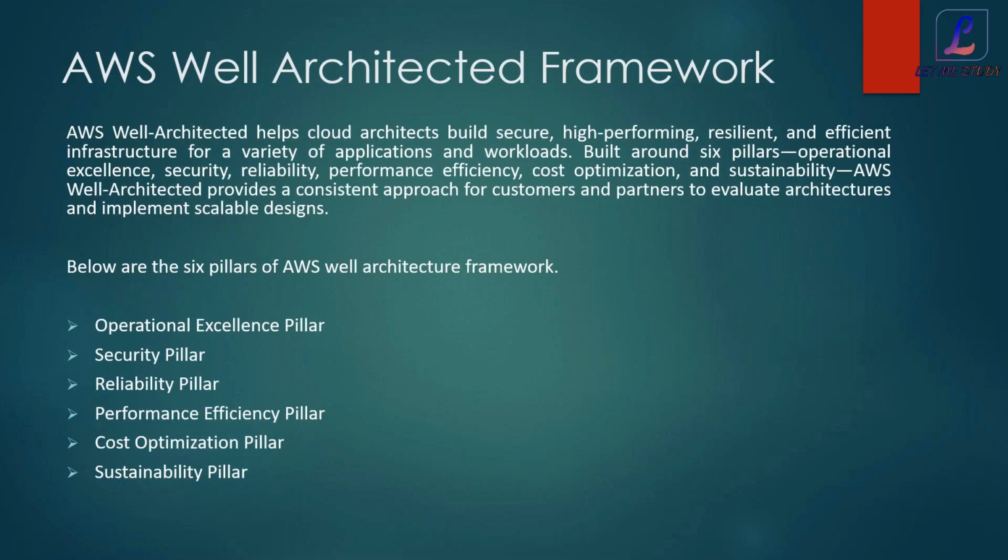Right. So yeah, there are six pillars, what we can say, on a cloud for AWS. They call it the Well-Architected Framework. So the operational excellence pillar, security, reliability, performance efficiency, cost optimization, sustainability. So these are the important pillars.